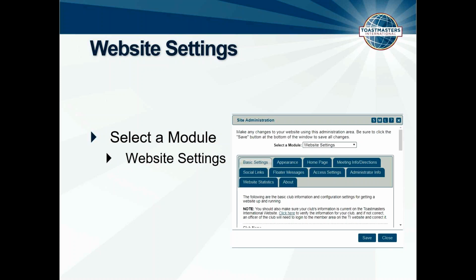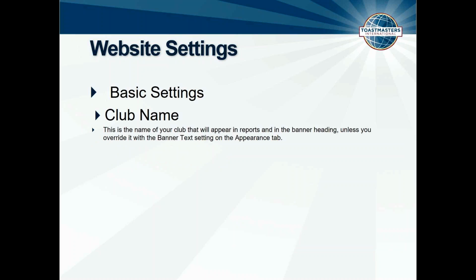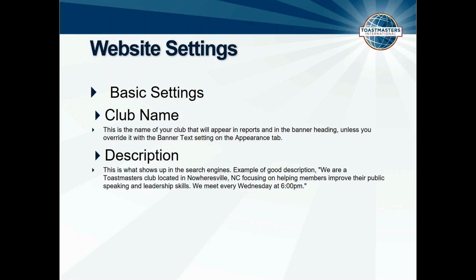Starting with basic settings. This is going to be where your club's name is, and it's going to be the one how you want it to appear in reports and the banner heading. You want a description of your club. So this is what's going to be showing up in the search engines. So as you can see, like, we're a Toastmasters club located in Nowheresville, North Carolina, focusing on helping members improve their public speaking and leadership skills. We meet every Wednesday at 6. So this is like when somebody is looking up something that, like, ooh, I'm in Nowheresville and I need to meet and I want to do public speaking. This will help the search engine find you.